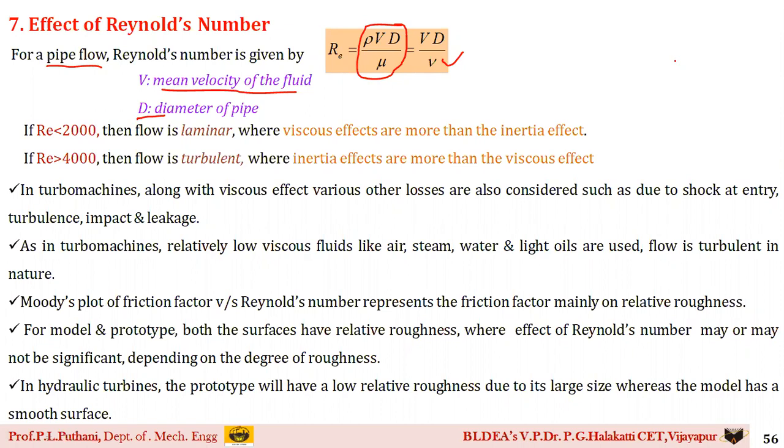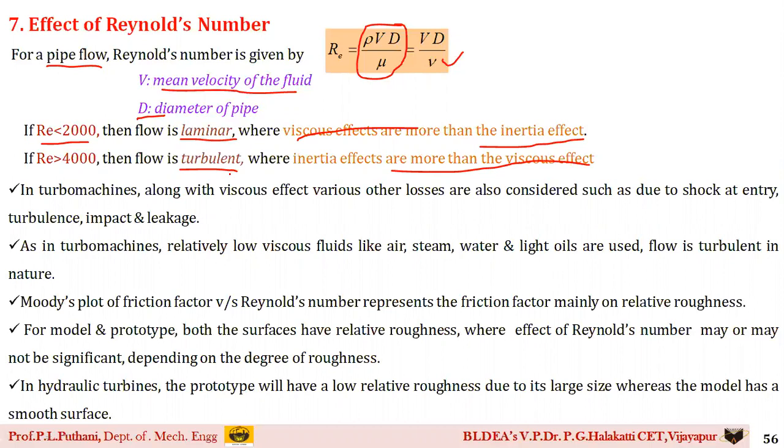So in case of a particular flow, if the viscous effects are more than the inertia effects, then automatically the Reynolds number is less than 2000. If the Reynolds number is less than 2000, the type of flow we call a laminar flow. If the vice versa happens, that is the inertial effects are more than the viscous effects, then the Reynolds number changes to a value more than 4000, and that time the flow is known as a turbulent flow. Already you have learned this in your previous classes, but I am briefing you here.